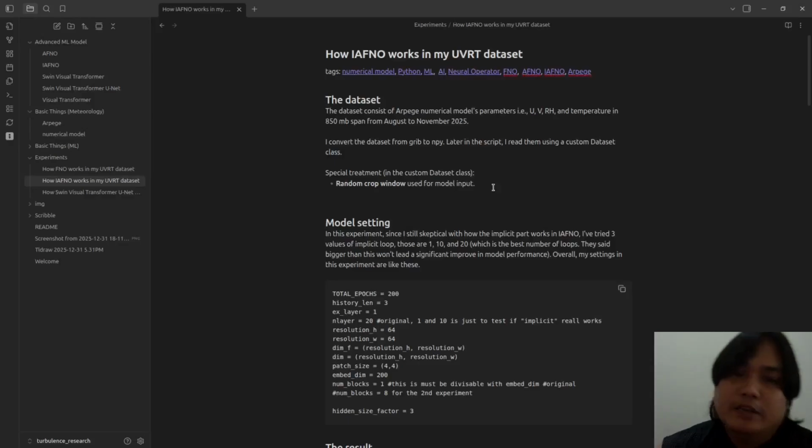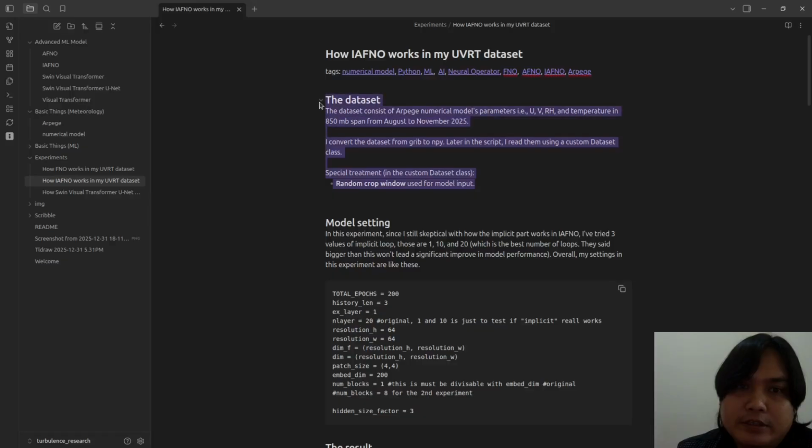Hello. Today this is my third experiment on my UVRT dataset of RPG model. In this video I want to experiment with AFNO. This is an FNO variation model, but for my UVRT dataset it's still the same. The special treatment is still the same, random crop window.